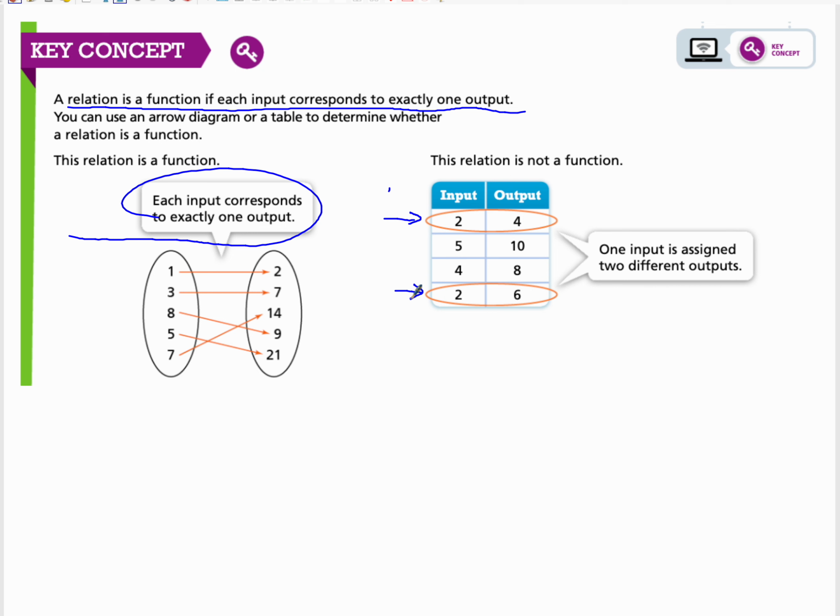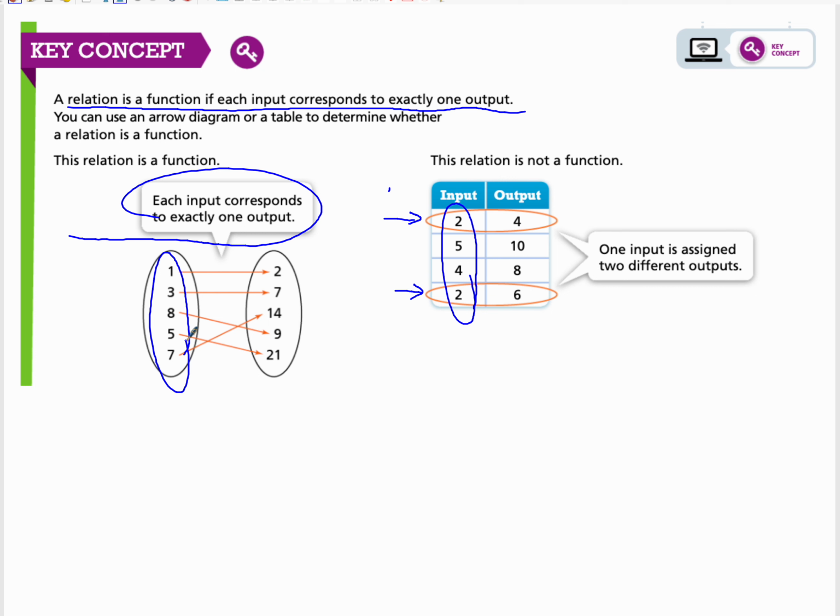Basically, what I've always said in the past, always look at your input first. Look at all your X values. If any of them repeat, then you gotta check it out and see if it's a function or not. If none of them repeat, 1, 3, 8, 5, 7, well, it's hard to tell in an arrow diagram because it might have more than one arrow going from it.